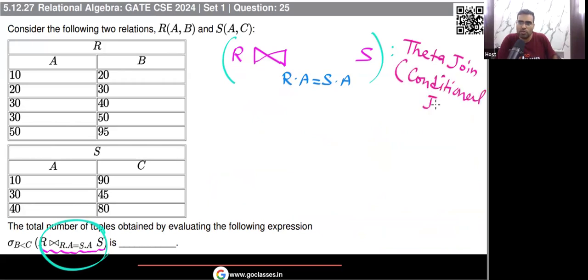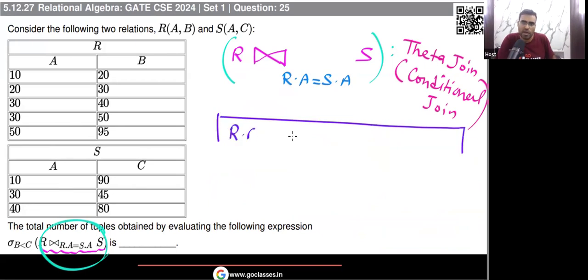Conditional join. Okay, so let's see what will be the output schema. The output schema will have a total of four attributes: r.a, b, s.a, c. So this will be the schema. Now you tell me, how many tuples will there be when you evaluate this expression?